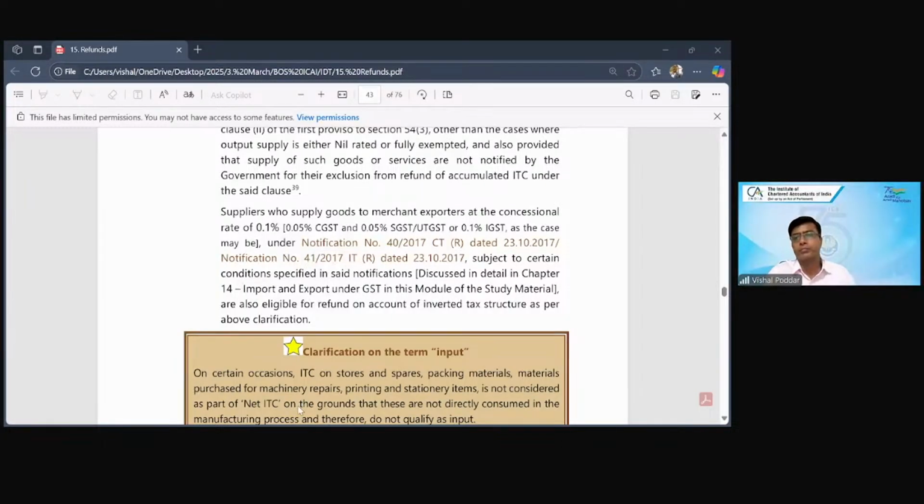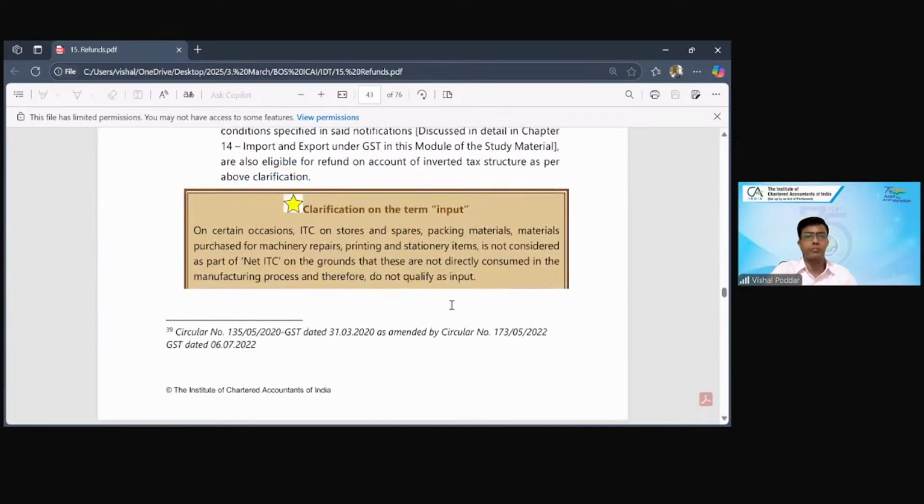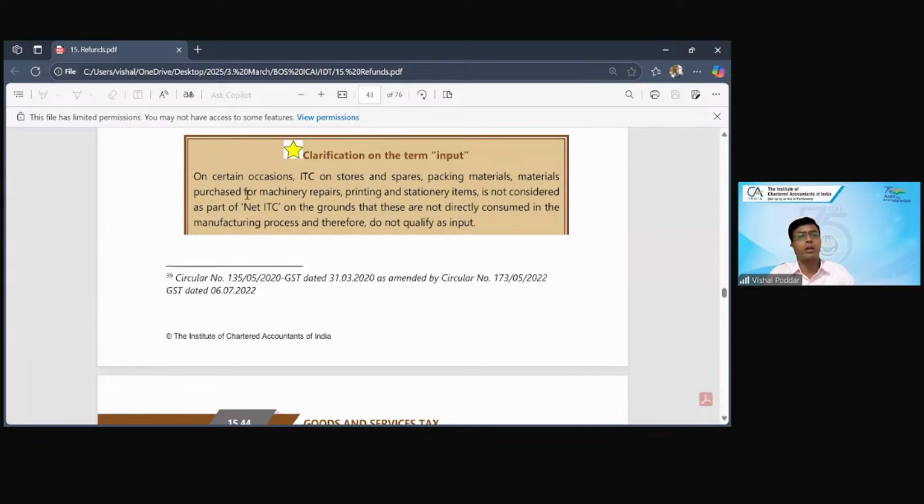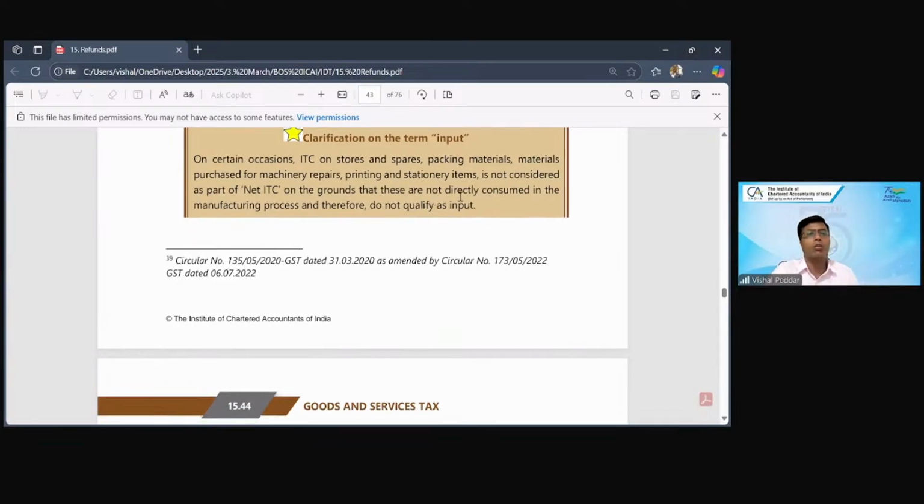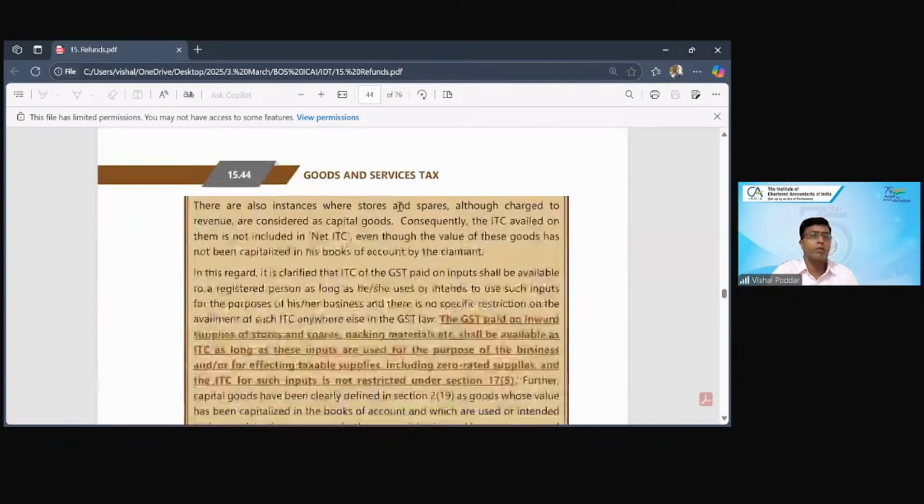Fine? Great. Now, in the above formula, the word input was used because ITC is paid on your input. We said that there is some clarification of this input. Now, what is this clarification? On certain occasions, ITC on stores and spares, packing material, machinery repairs, printing and stationery is not considered as part of net ITC on the ground that these are not directly required for manufacturing and they will not qualify as input. This is the stand taken by the department.